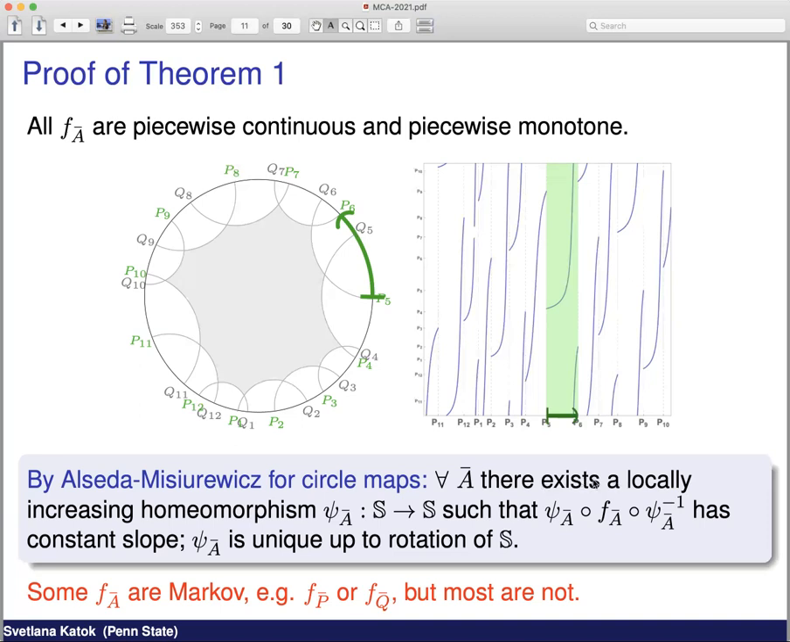the multi-parameter, there exists a locally increasing homeomorphism Psi sub A of the circle, which conjugates FA to a map with constant slope. Okay. And this Psi A, this conjugation, is unique up to rotation. Okay, so some of the FA are Markov. For example, FP and FQ. But of course, most of them are not Markov.